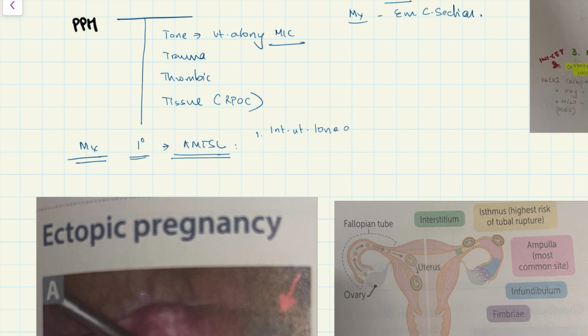intermittent uterine tone assessment, controlled cord traction, delayed cord clamping, and administering oxytocin and other uterotonics. This is very important, right?